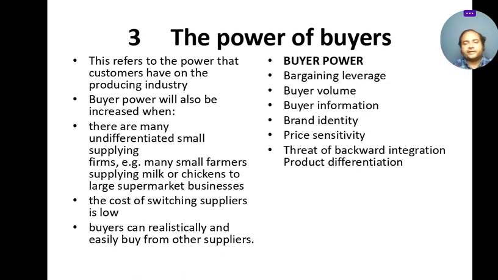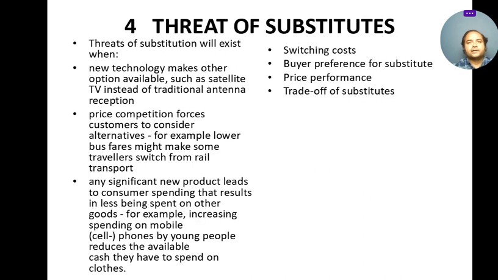If one competitor increases the prices, consumers switch to another supplier, because it is easy to identify and go to another supplier very easily. Threat of backward integration: product differentiation is very much there. Threat of substitutes. The threat of substitution will exist when new technology makes other options available, such as satellite television instead of traditional antenna reception.